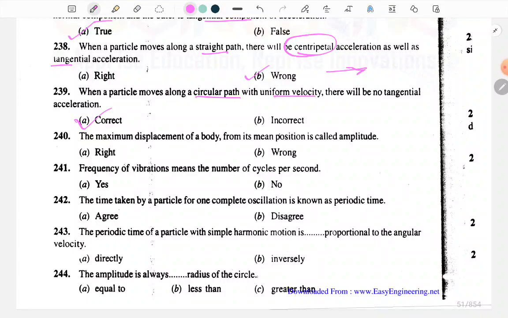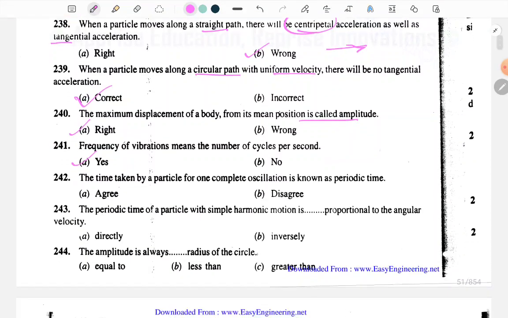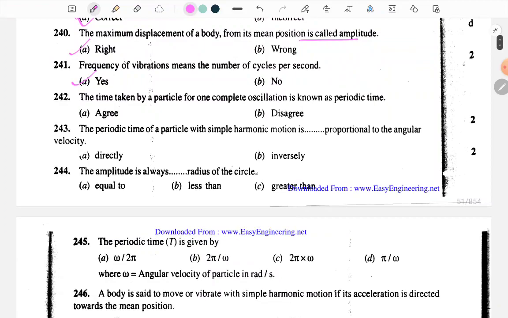Uniform velocity means there is no tangential acceleration. The maximum displacement of a body from its mean position is called amplitude, correct. Frequency of a vibration means number of cycles per second, correct. The time taken by a particle for one complete oscillation is known as periodic time. One complete oscillation, that's correct.